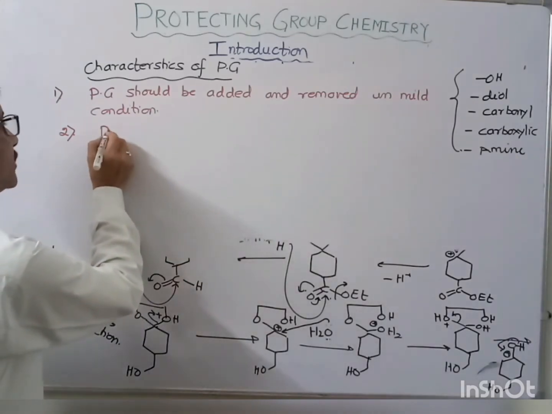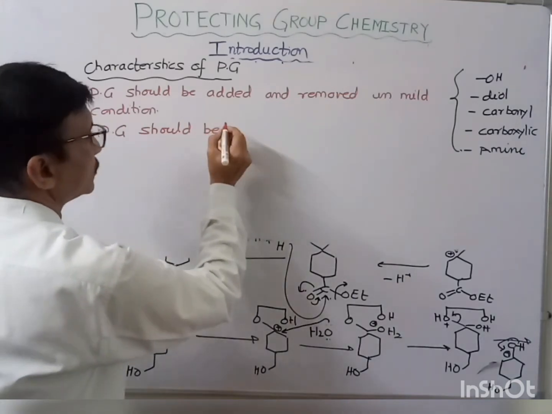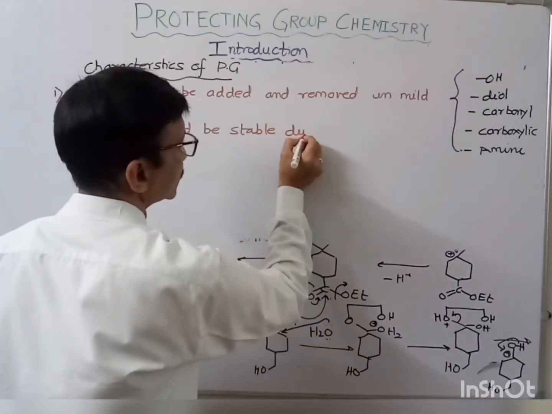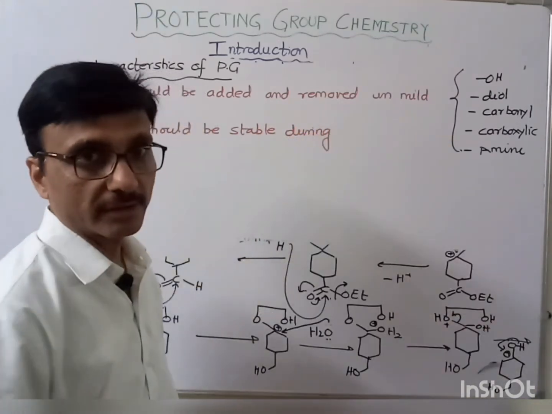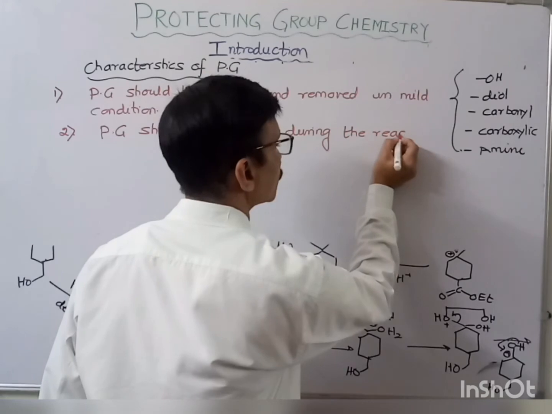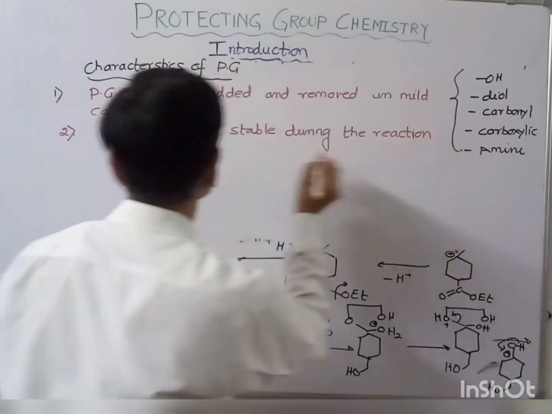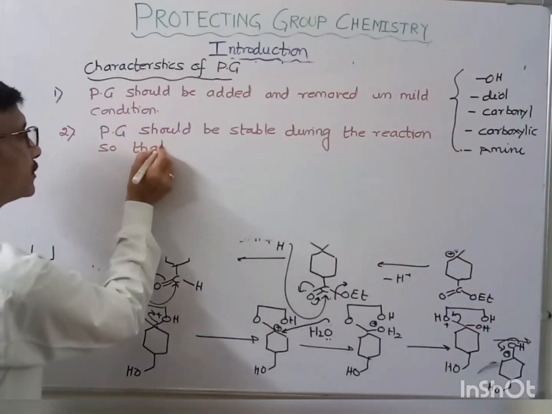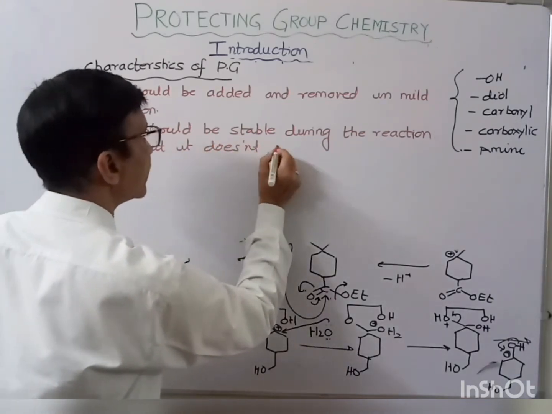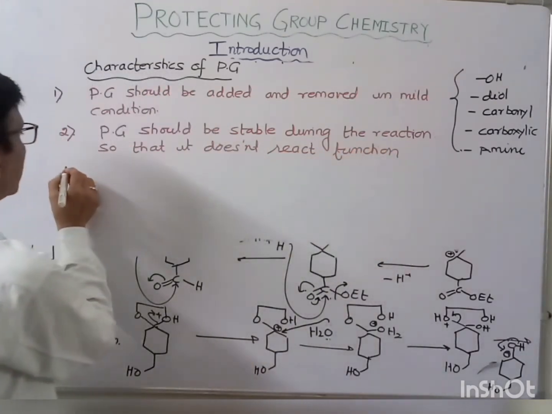Next, the protecting group should be stable during the reaction. Otherwise, it may react further. So it should be stable during the reaction, so that it doesn't react further.